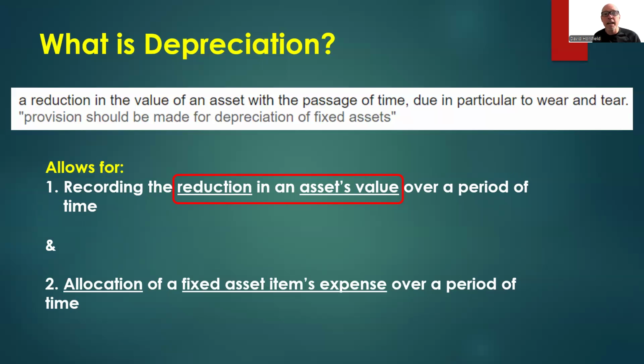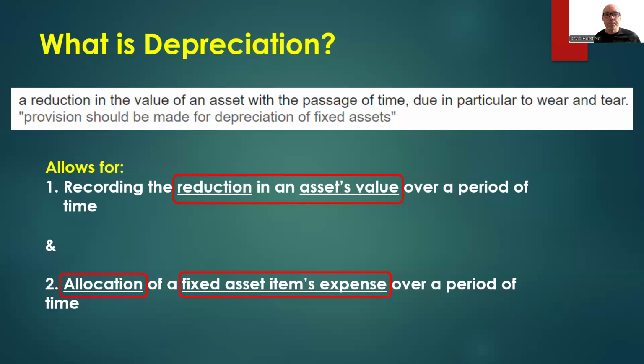And that oven is going to get used over multiple years. And it doesn't seem fair that all the other years that oven is going to get used don't have to bear some of the cost of buying that $25,000 oven. What depreciation does is it carries some of that cost forward and expenses some of that significant cost over extended periods of time. Okay, reduction in an asset's value and allocation of a fixed asset item's expense all over a period of time.